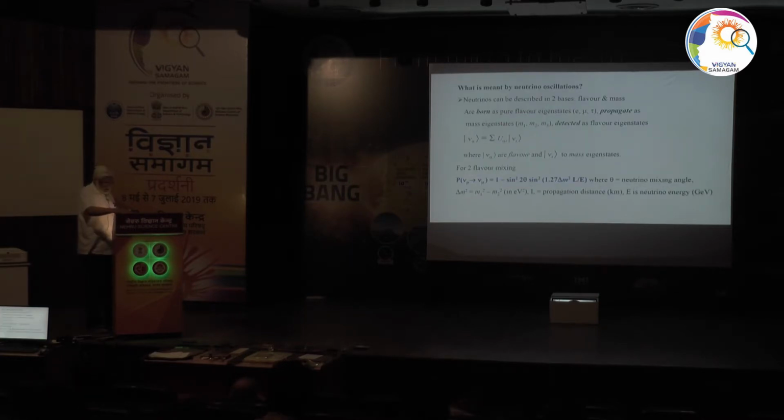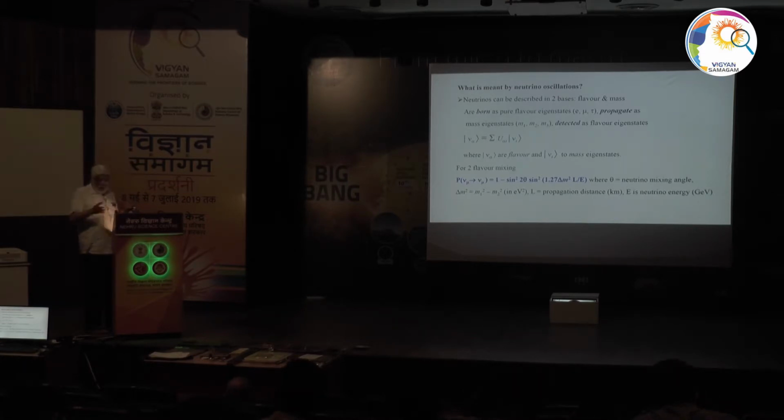Okay, so let me just start out telling you what is meant by neutrino oscillations. That was just a verbal picturization. Neutrinos, for instance, can be described in two ways. Basis is just another word for ways, okay? It can be described in the so-called flavor basis, that means whether it's of the e type, mu type or the tau type, or it can be described in terms of its mass, m1, m2, m3.